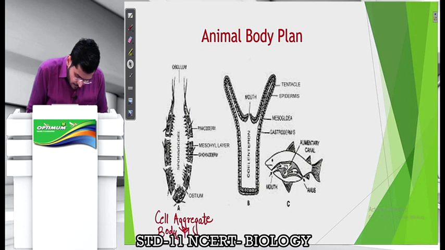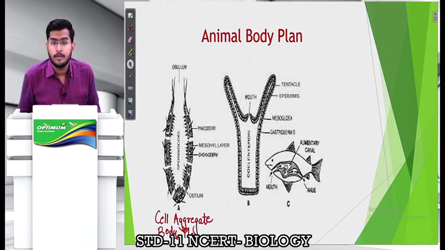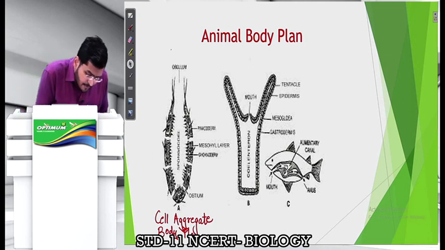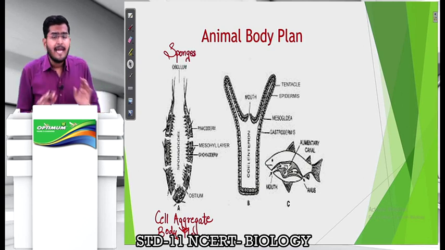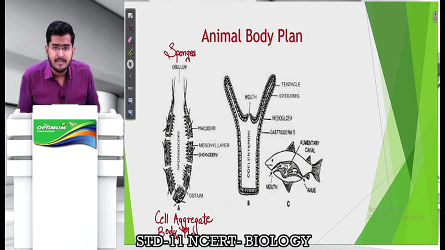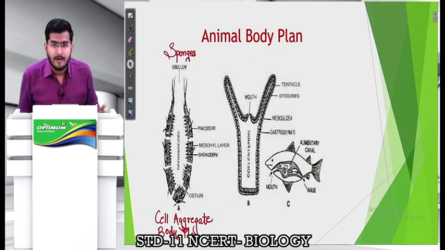Okay, what do we call it? We call it the cell aggregate body plan, wherein cells are present singly. For this too, I think the best example that I can give you is sponges. So these are individual cells. They carry out their functions, but it is very difficult to refer to them as an organism as a whole. They are all performing their functions.